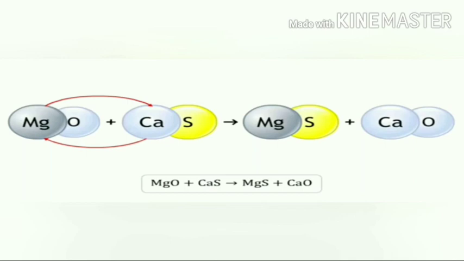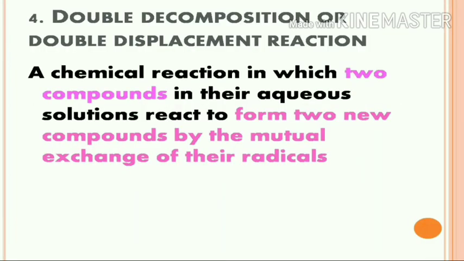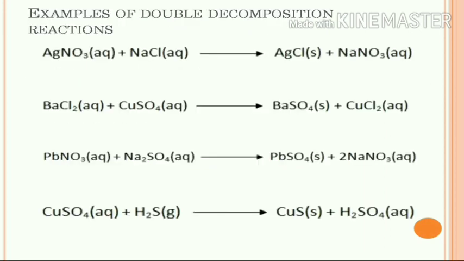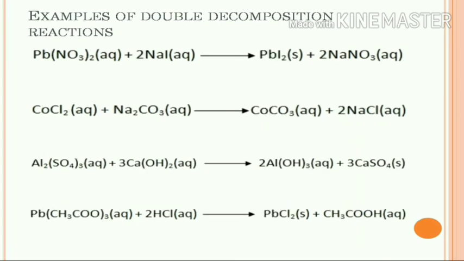Also note down that in double decomposition reactions, there are always two reactants and these two reactants are always compounds. Therefore, a double decomposition reaction or a double displacement reaction is defined as a chemical reaction in which two compounds in their aqueous solutions react to form two new compounds by the mutual exchange of their radicals. Here we have some examples of double decomposition reactions. You may note these examples.